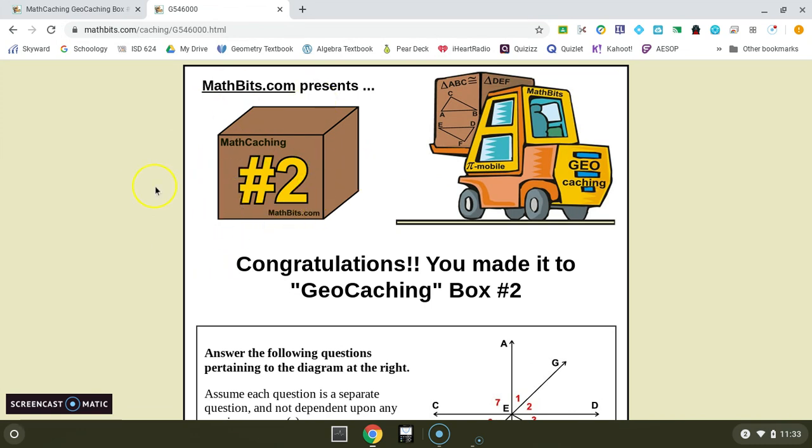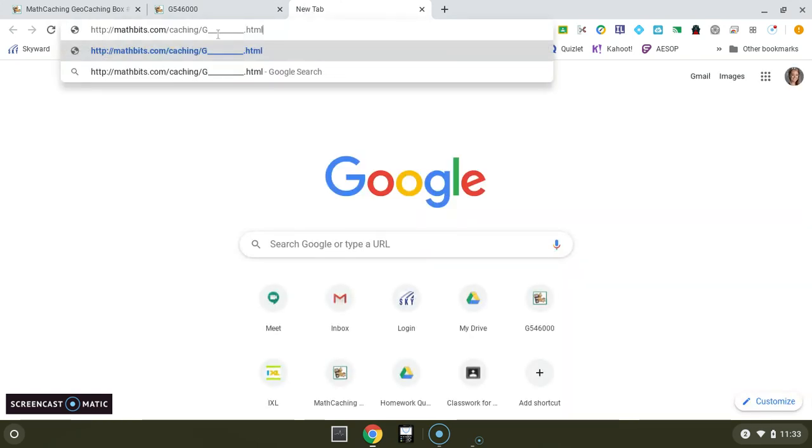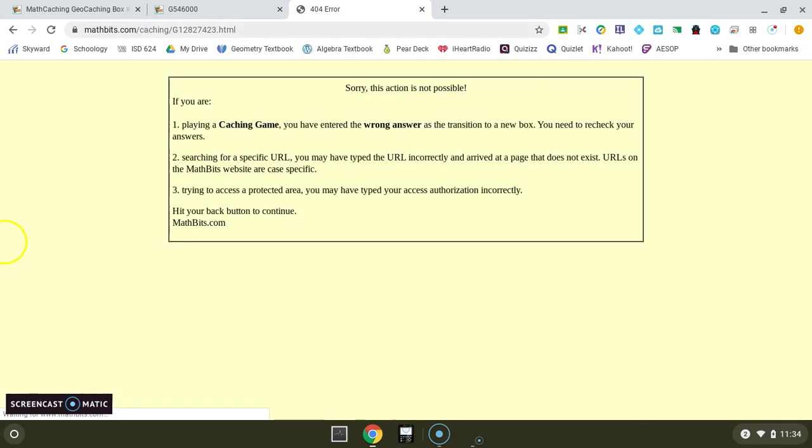If you do happen to make a mistake, let's say we type in the wrong answer, it will give you this error here, and it'll tell you that you did something wrong and you need to go back and check your work.